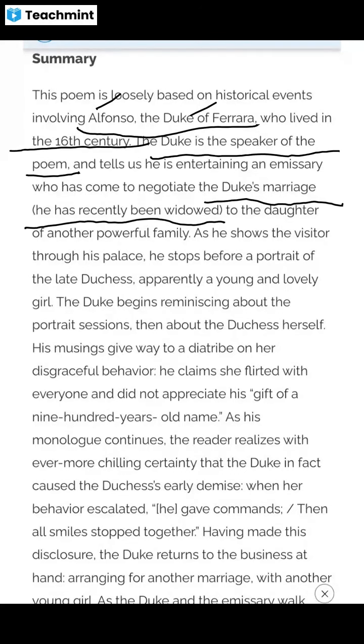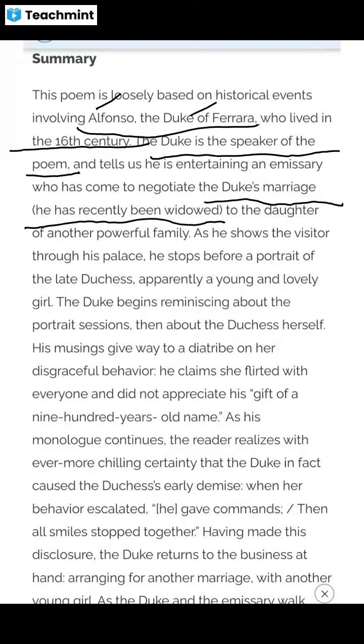The emissary or the envoy who has come with the proposal of the marriage came from the neighboring country. He is the messenger, the envoy of another king. That king has sent the proposal for what? The proposal of the marriage of his daughter. So to the daughter of another powerful family.